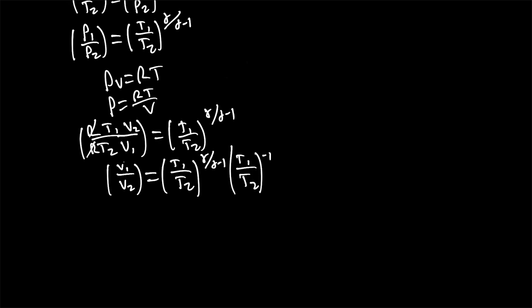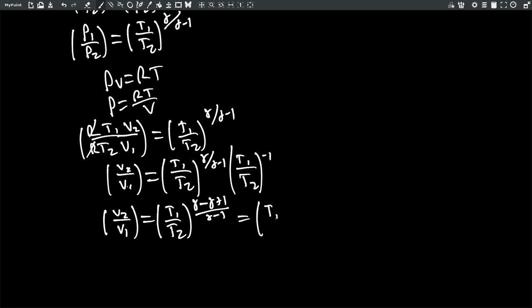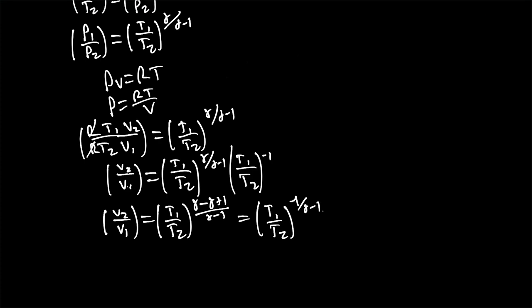Sorry, these are upside down, which would be V2 over V1. Therefore, V2 over V1 equals T1 over T2 to the power of gamma minus gamma plus 1 over gamma minus 1, which equals T1 over T2 to the 1 over gamma minus 1. So essentially you can just relate these isentropic relationships for a gas. Once you know one of them, you can pretty much derive the others. This is used extensively in compressible flows, especially at high Mach numbers, where you are relating a pressure with a total pressure to calculate certain properties of the flow in isentropic flow.